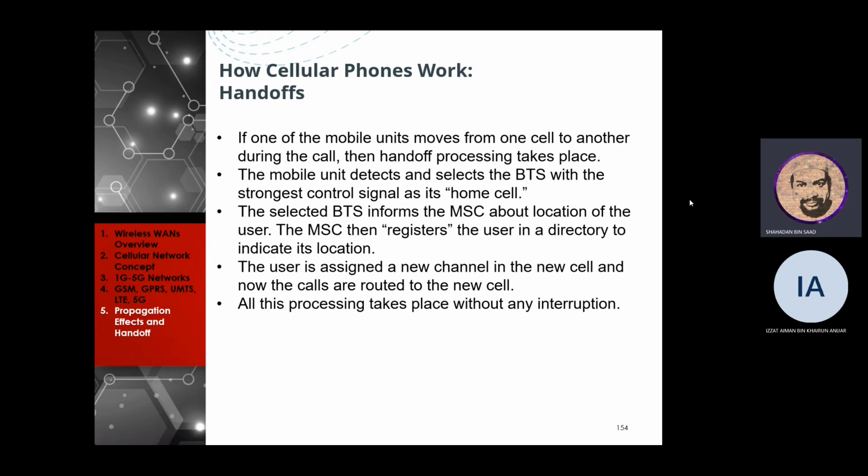Alright, so how does a cellular phone work with handoff? If a mobile unit moves from one cell to another during a call, then handoff processing takes place. The mobile unit detects and selects the BTS with the strongest control signal as its home cell. The selected BTS informs the MSC about the location of the user. The MSC then registers the user in the direction indicating its location.